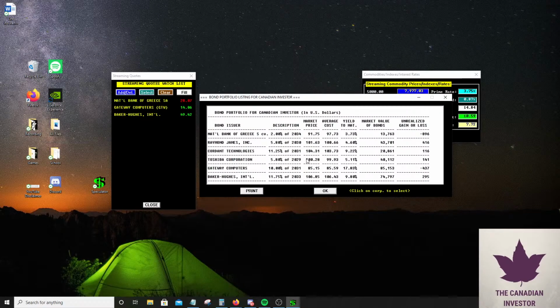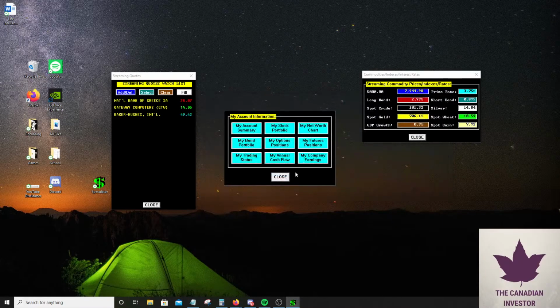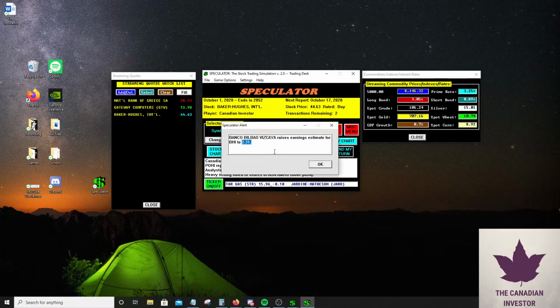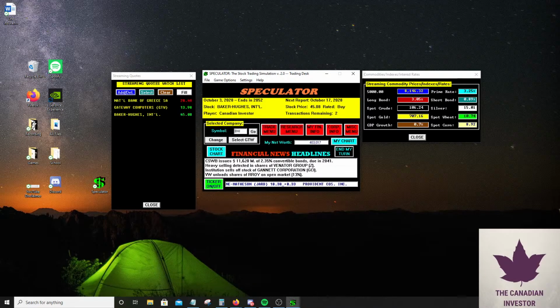So Baker Hughes is making a bit of a comeback lately. But no, the stock is not going up. The stock is just going up, not the actual company. But that could mean something. That could mean that the company is potentially doing better fundamentally. Therefore, they're more likely to pay me back.